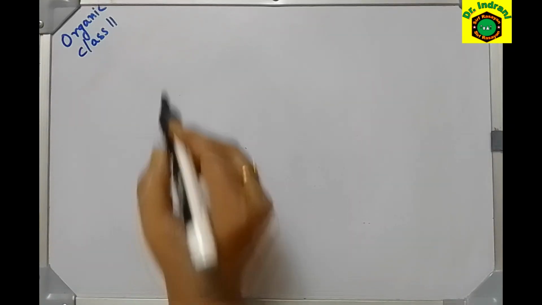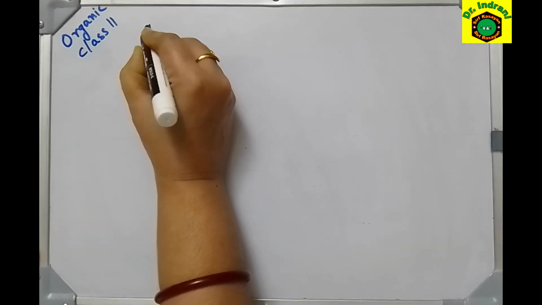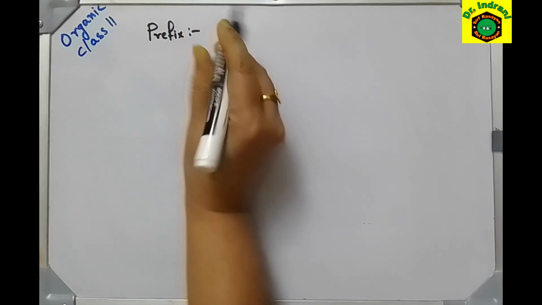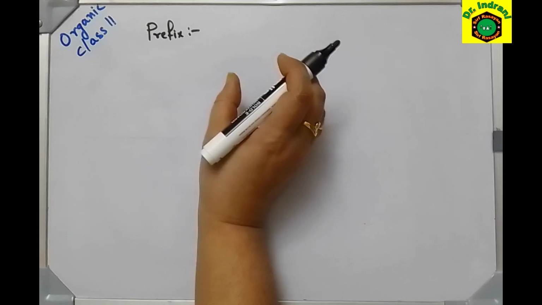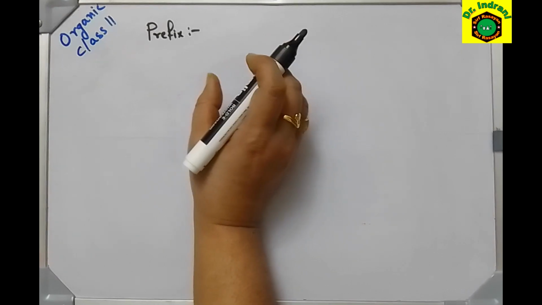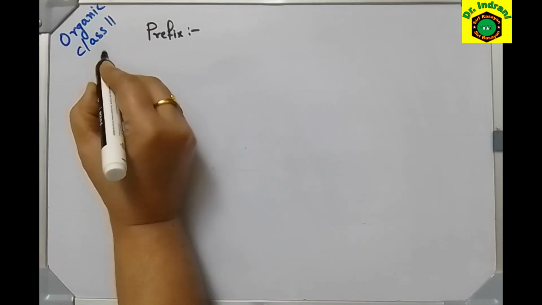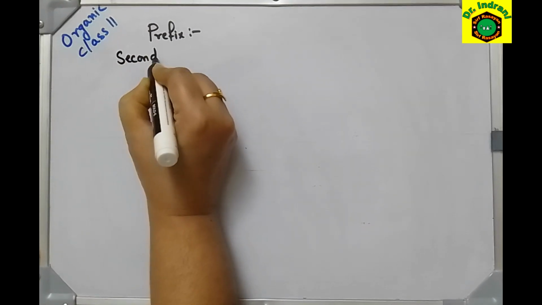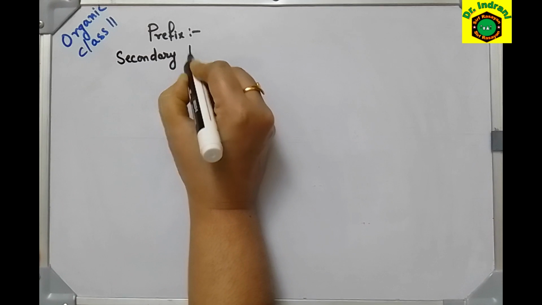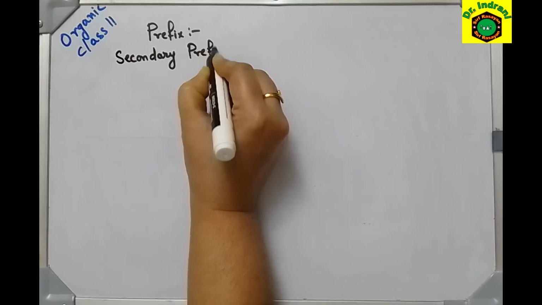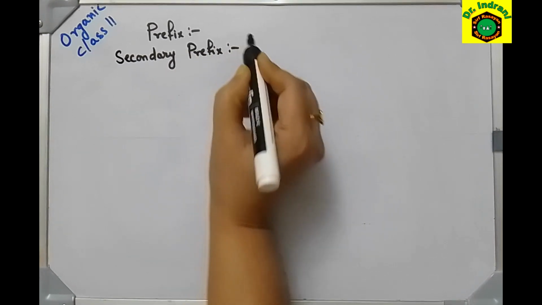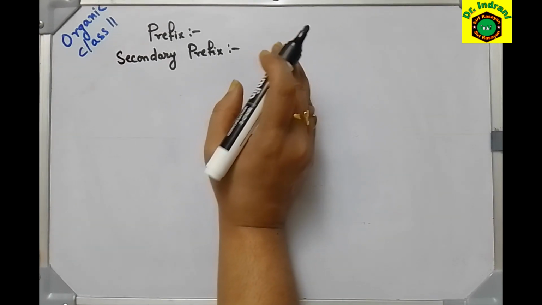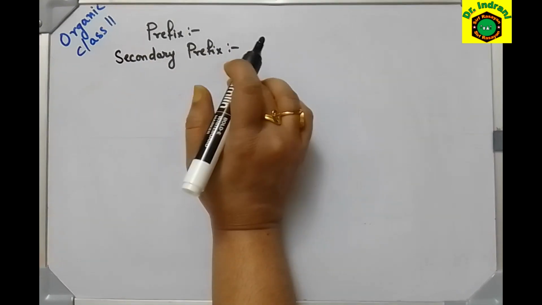Now we should know about prefix. Prefix comes before the word root. Two types of prefixes are there. One is secondary prefix. In any compound, if any substituent is there, it has to be mentioned as secondary prefix.